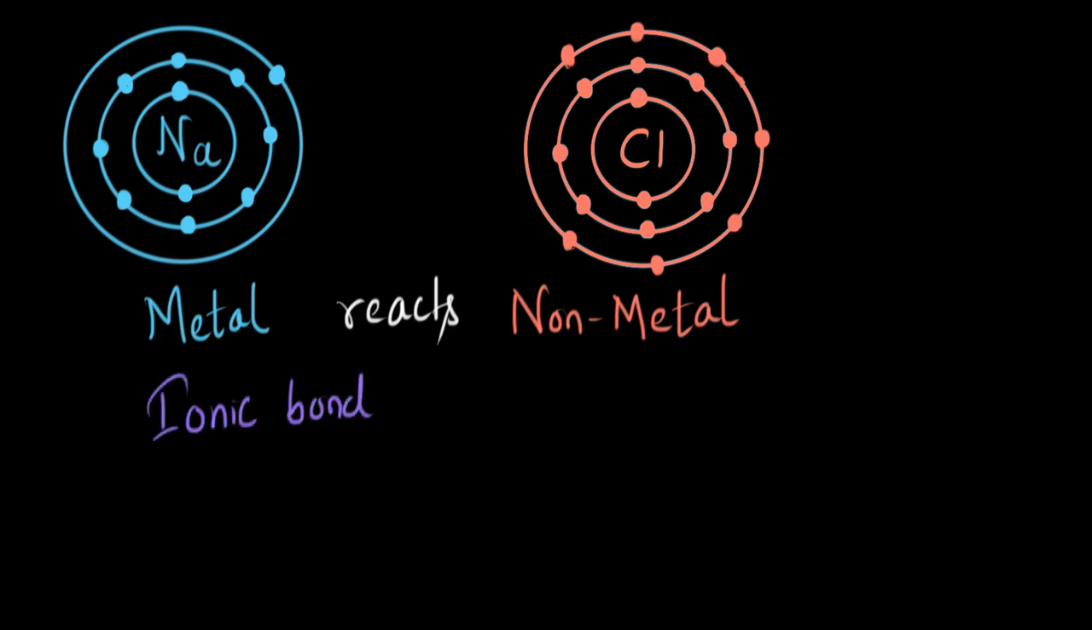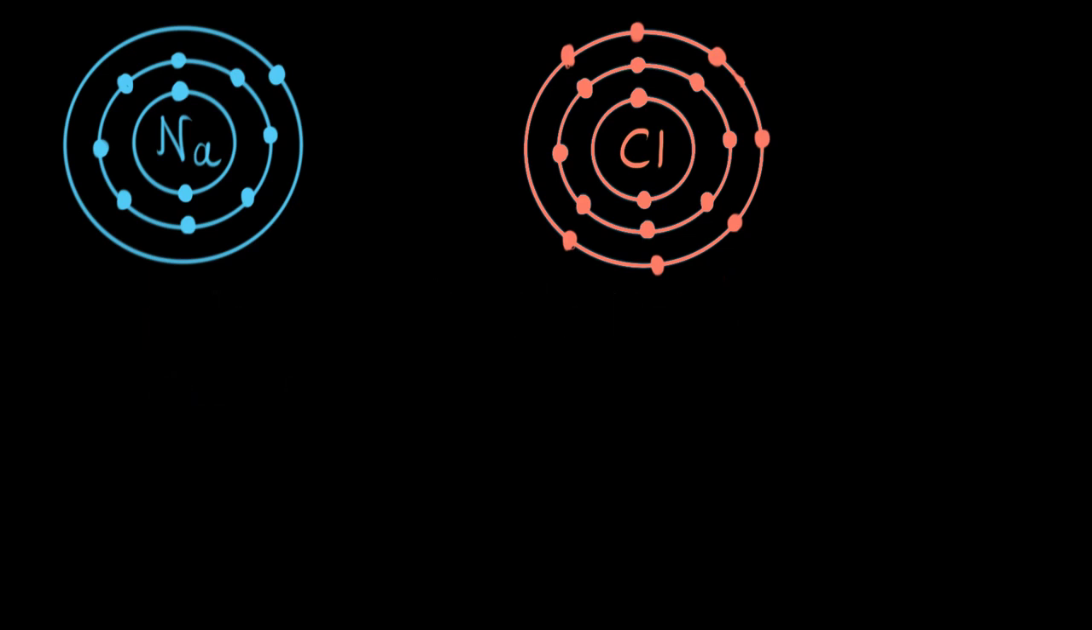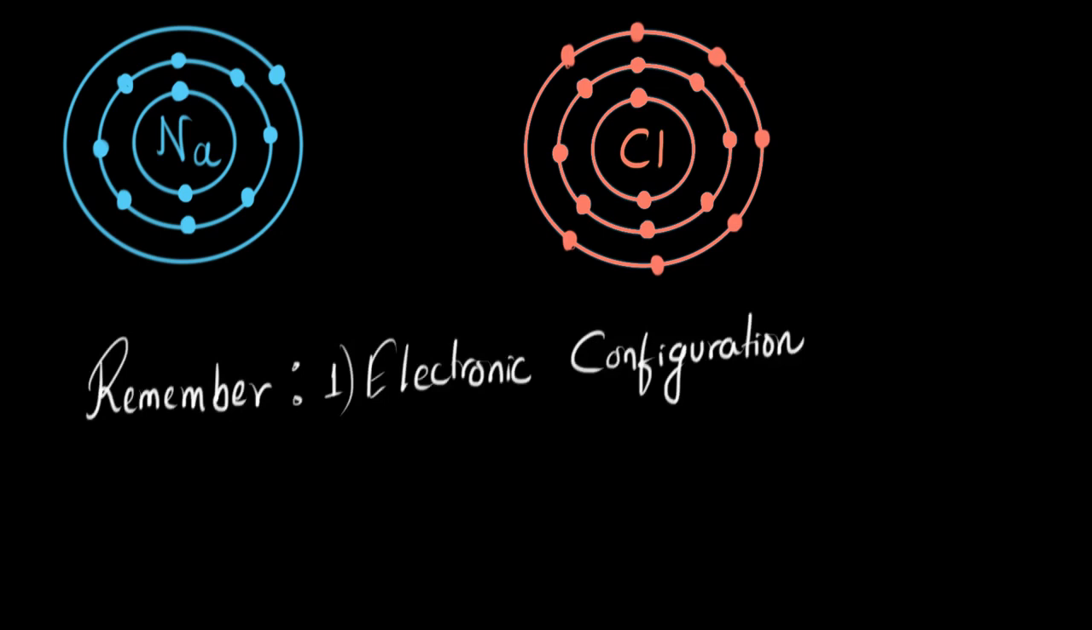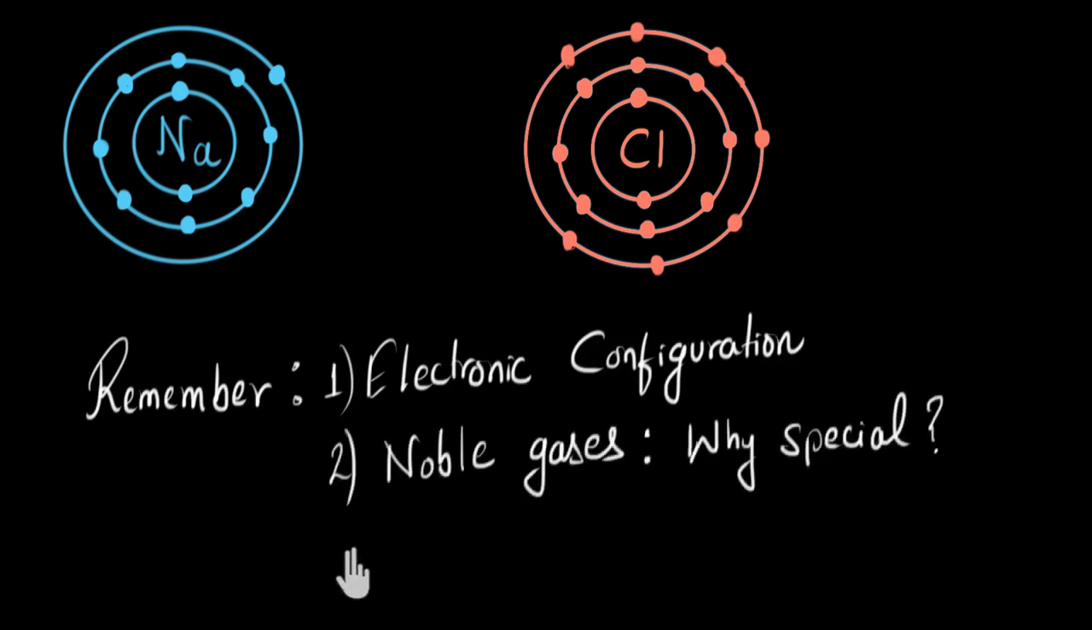Before we start learning about these, we will have to remember a few things. First, how are electrons arranged in an atom? Basically, the electronic configuration of an atom. And second, what's so special about noble gases? Now you might be wondering, Ram, why noble gases? So see, noble gases are inert in nature. They do not take part in any chemical reaction. So we want to understand what makes them so special. Maybe from there we can understand why other elements want to react.